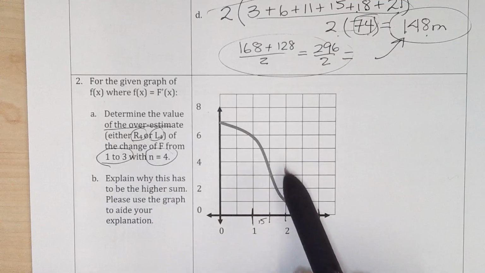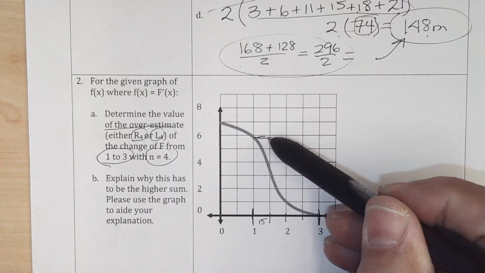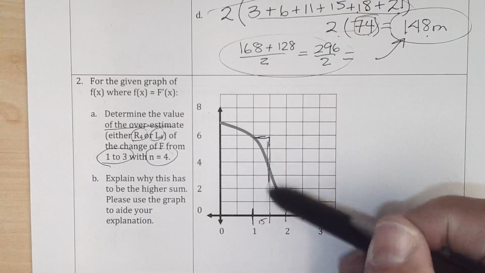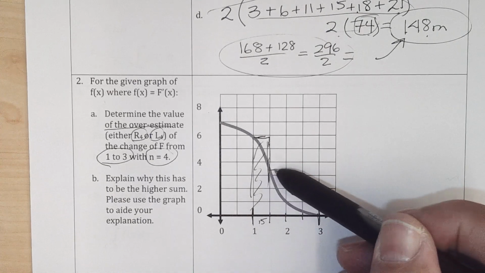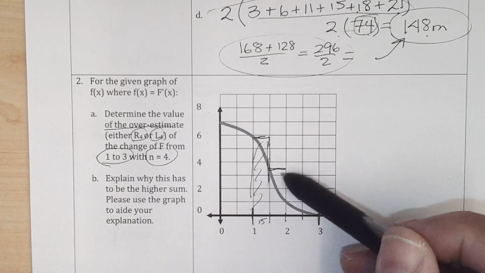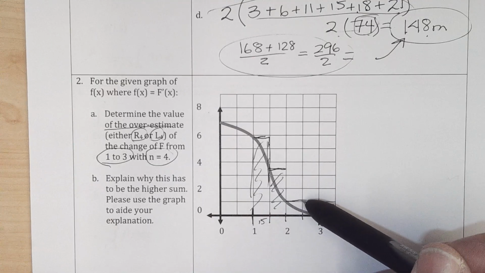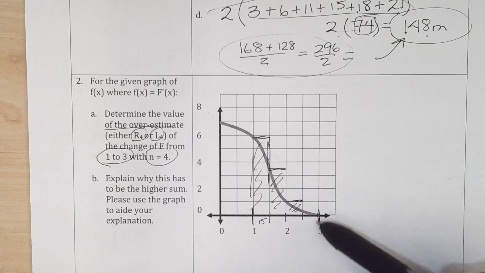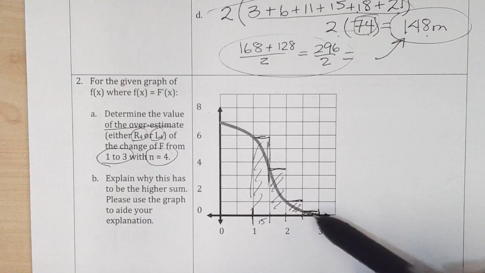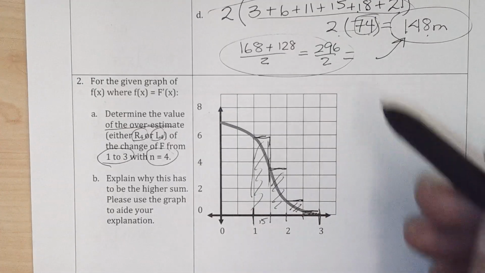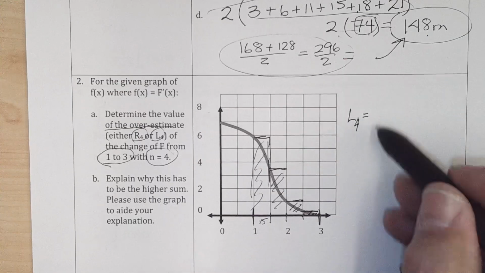And if I want to do an over, I'm going to go to the left side and do a bar. And then I'm going to go to the left side and do a bar, and then the left side and do a bar. So each one is a half wide.